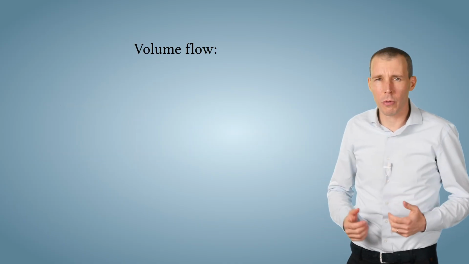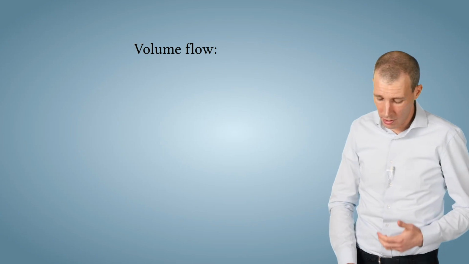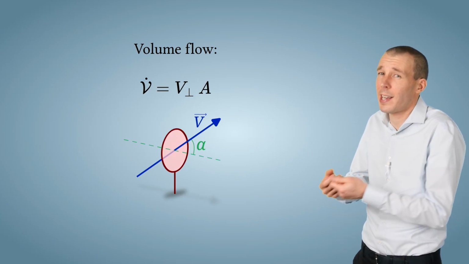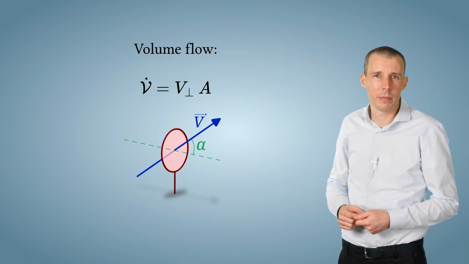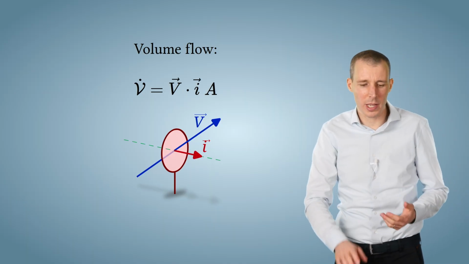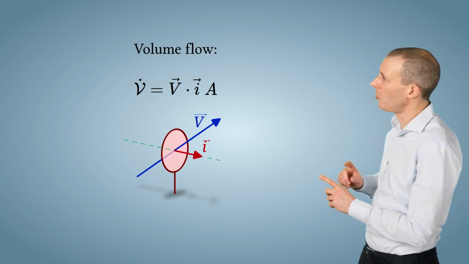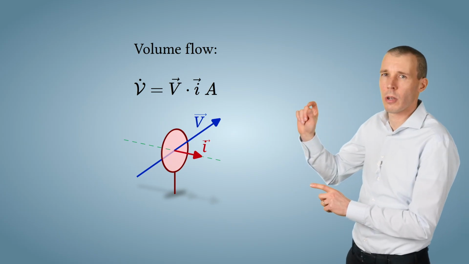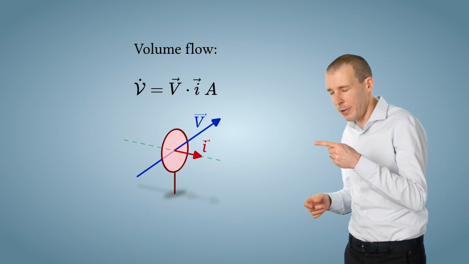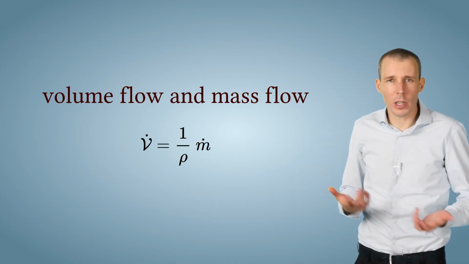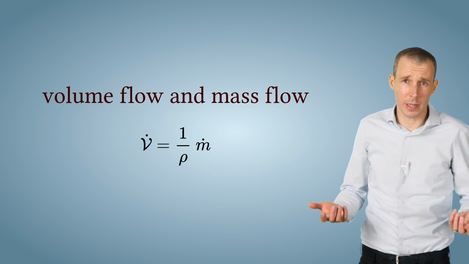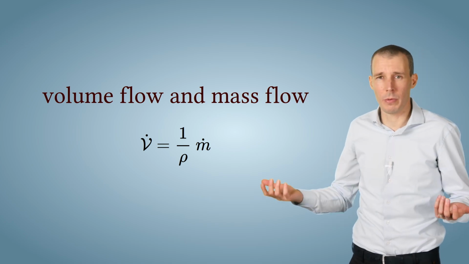Let's take a look at volume flow now. We've done all the hard work. The formula for volume flow is exactly the same as for mass flow. We've just dropped the density from it. In the same way as with mass flow, you can express volume flow with a dot product of the velocity vector and the unit vector that's perpendicular to the area. So you see the relationship between the mass flow and the volume flow is very simple. You only have 1 over rho in between the two.